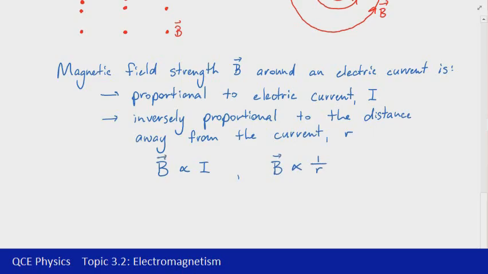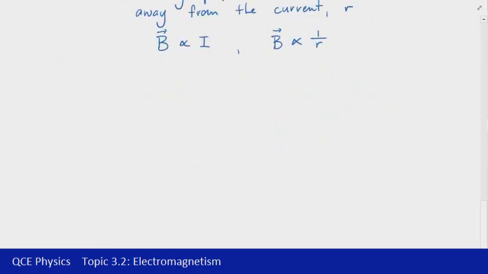Now if we combine those two into an equation, the equation that we get has a constant of proportionality, and it's a little bit of a tricky one. That constant of proportionality is going to be mu naught over 2 pi. I'll talk about what that is in a second, and then current will be on the top of that and the distance will be on the bottom. That equation is in the data booklet, so that's the magnetic field strength around a current carrying conductor.